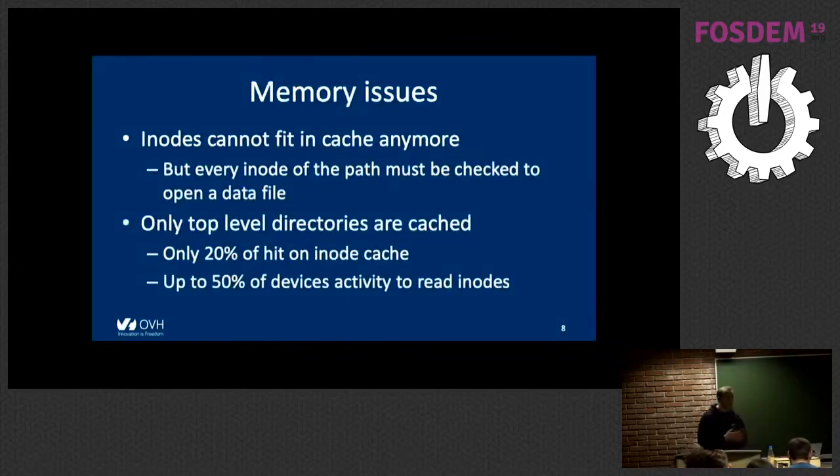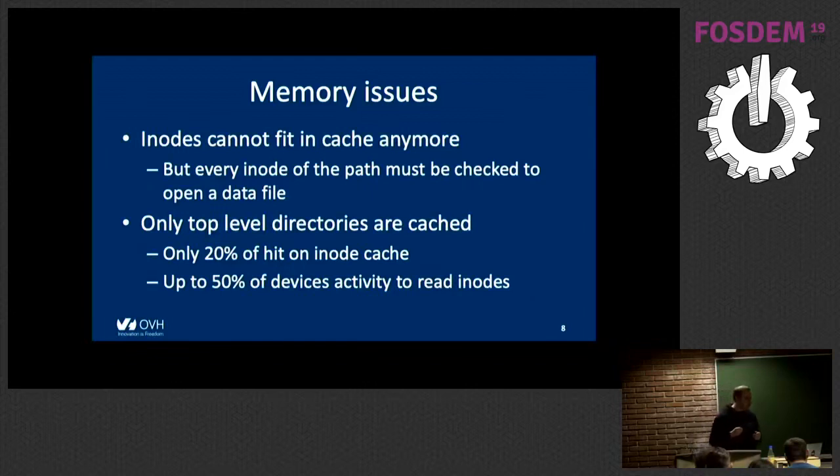So yeah, we have memory issues. The inodes cannot fit in memory. But when you try to access a file, you need to access every inode of every part of the path, just to check, for example, the permission. So only the top level directories were fitting in the inode cache. When we looked at the XFS stats, only 20% of the inode accesses were hitting the cache. It means 80% were going to fetch data from disk.